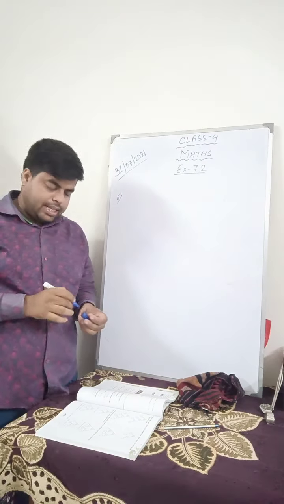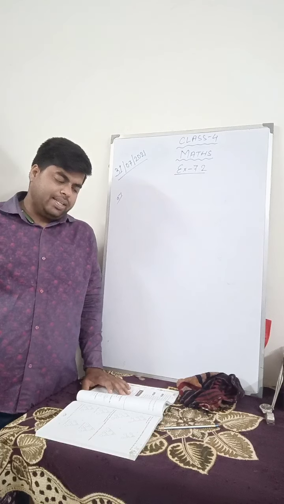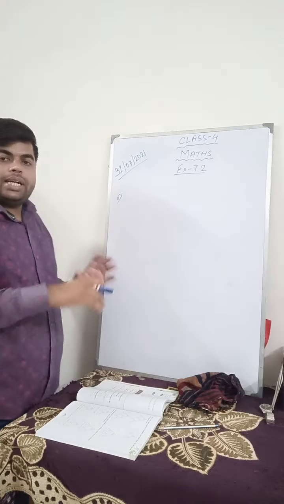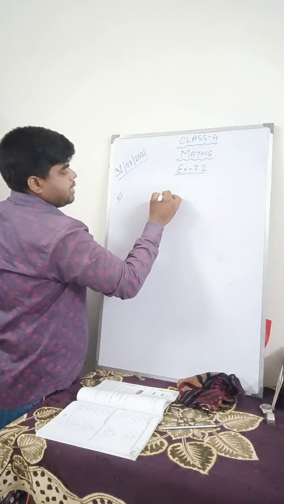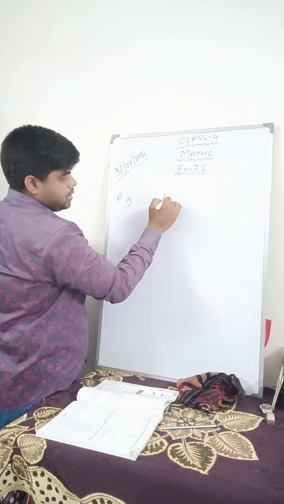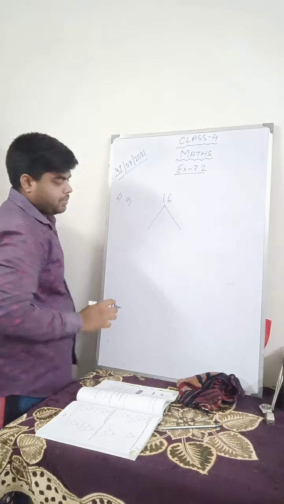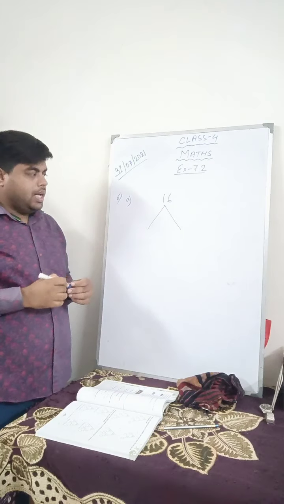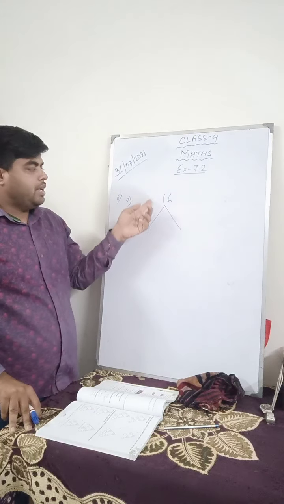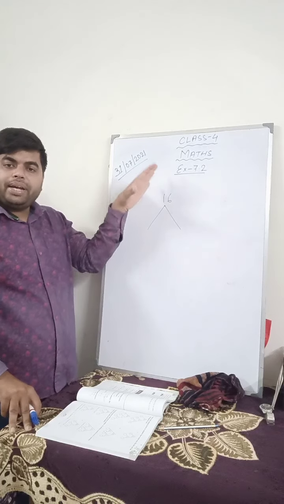In question number 6, they have said write in the missing factors to complete this factor tree. So the shape that you can see, I am doing this example only, that number A, 16. Now they have given you one number and you have to write all the factors by making a factor tree.